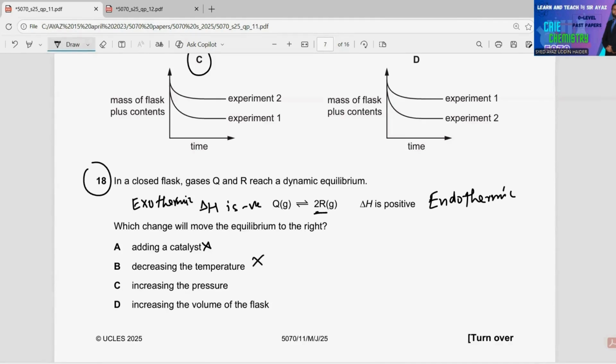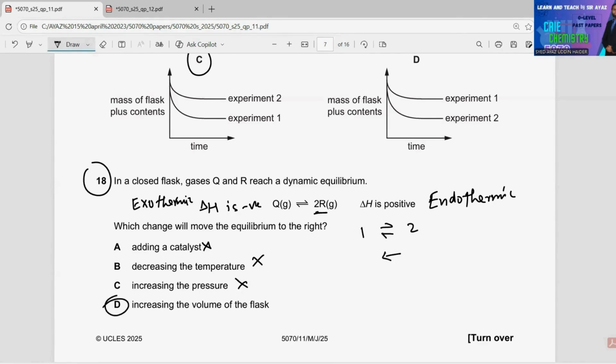C, increasing the pressure. Increasing the pressure will shift the equilibrium to the side with less volume of gas. So we have gases on both sides. If you look at the ratio of the gases, it will be like this, 1 and 2. So it will definitely shift to the left hand side if you increase the pressure. So this is also incorrect.